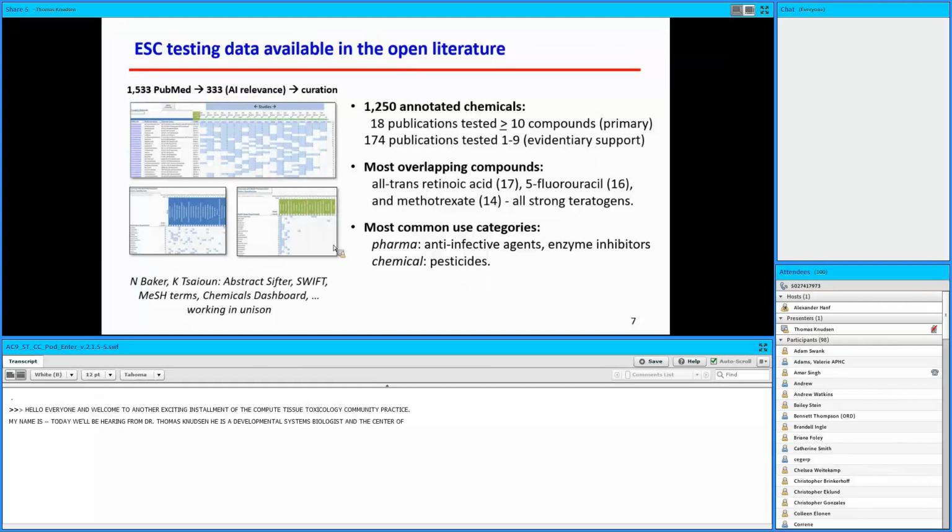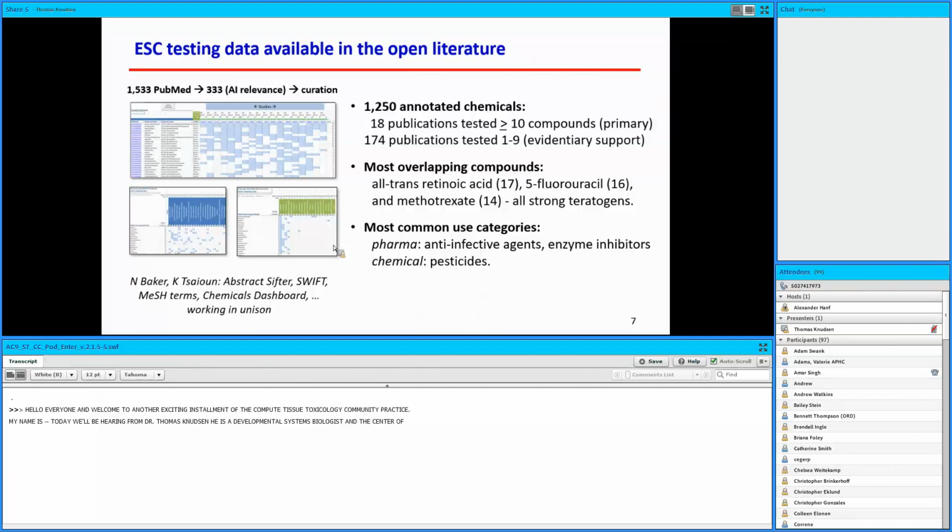Just one simple slide showing you the extent of information that we've found through this project, looking at the testing data in particular that's available. So we used a number of literature mining tools and curation approaches, and essentially identified about 1,500 PubMed articles that could be boiled down using artificial intelligence to about 333 relevant publications.